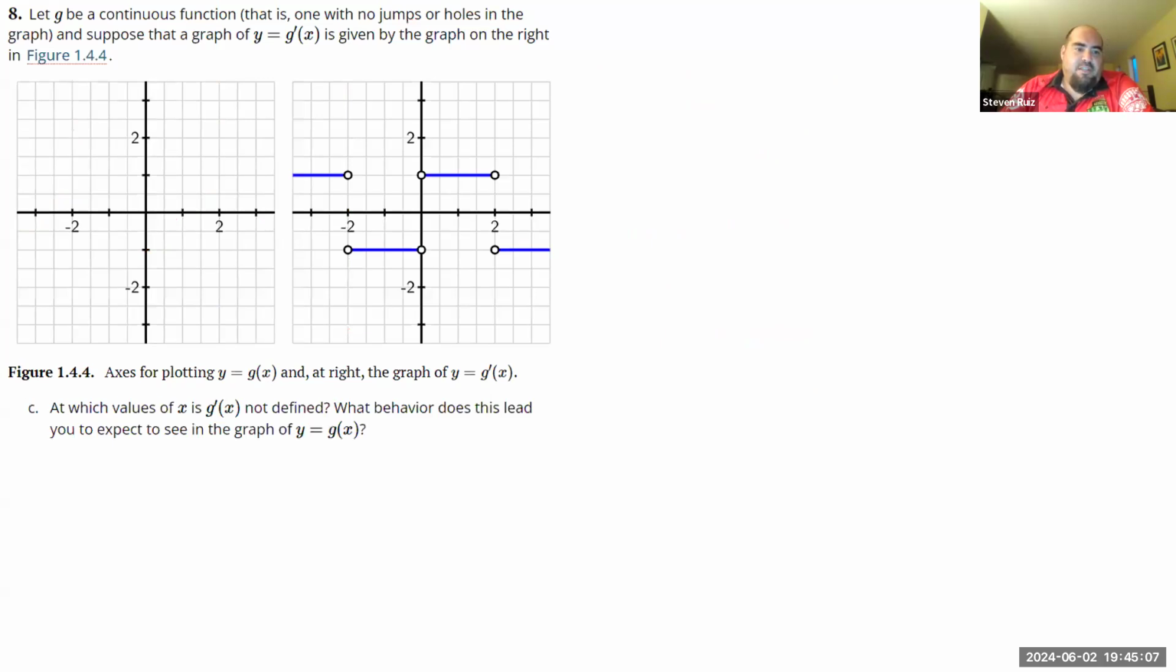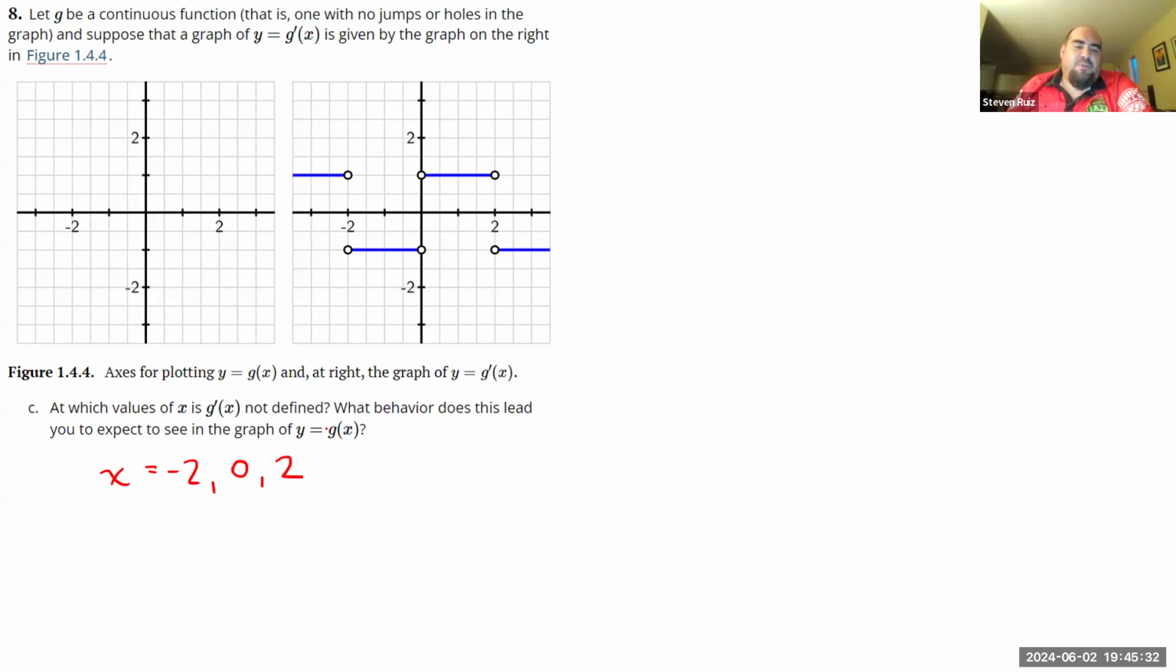All right, moving on to part C. At what values of x is g prime of x not defined? We just talked about this, but now we'll talk about it using slightly different language. Where is g prime of x not defined? Well, that'll be x equals negative 2, 0, and 2.